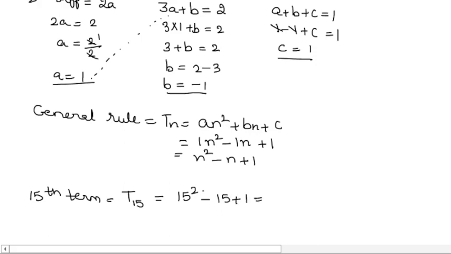Solving it, 15^2 gives me 15 into 15, which is 225, minus 15 plus 1. These numbers have opposite signs, so they will subtract basically. 15 minus 1 gives me 14, and the larger number out of 15 and 1 is 15, and the sign is negative, so the negative sign is placed in front of 14. All I need to do is just subtract these two. So my answer is 211. This is my 15th term in the given sequence. Thank you.